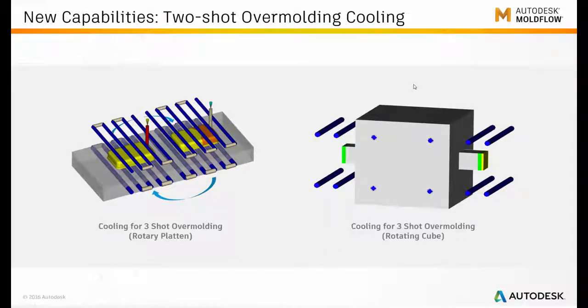We now allow you to run cooling analysis on two-shot overmolding. So we covered in this particular case 2 different scenarios. One is the rotating platen scenario, and on the right side we have the rotating cube scenario.